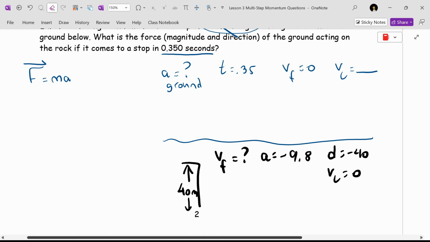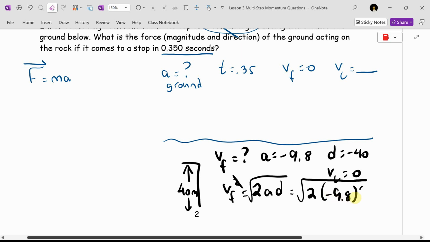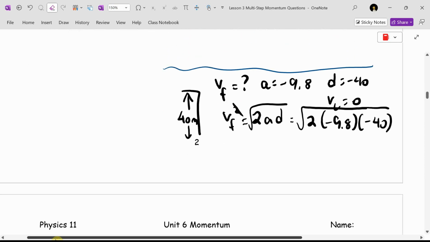Why'd you waste my time? Okay, we could go straight to VF squared equals 2AD. How does one get rid of a squared? So it's going to be the square root of 2 times negative 9.8 times negative 40. This might work out evenly. Yeah, I think I'm getting all perfect squares. I think this will work out evenly.